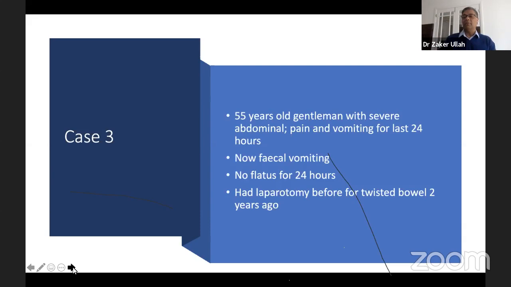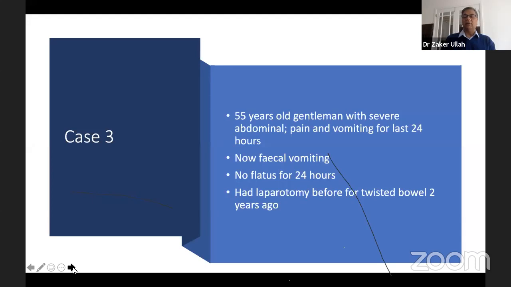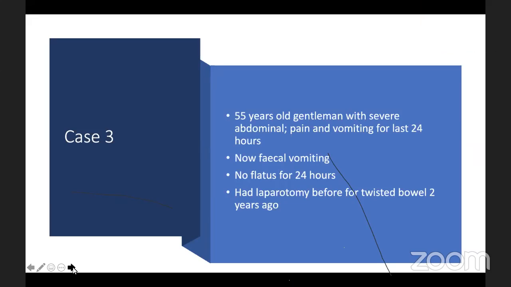Gastrocolic fistula? Gastroduodenocolic fistula. Okay, a 55-year-old gentleman with severe abdominal pain, vomiting for the last 24 hours, now fecal vomiting, no flatus for 24 hours, had laparotomy before for twisted bowel 2 years ago. So your diagnosis is gastrocolic fistula. Sir, can I add something, sir? Yes, absolutely, Alian. Sir, maybe it is a case of acute intestinal obstruction due to postoperative band adhesion.